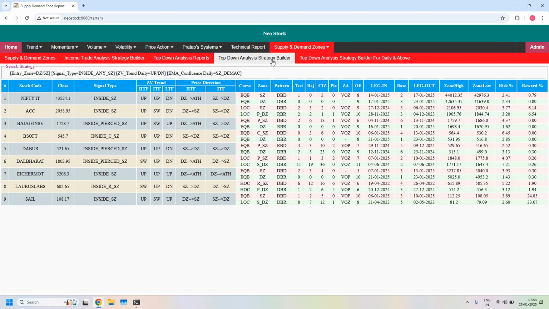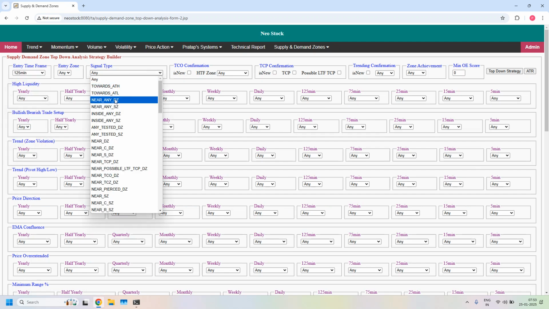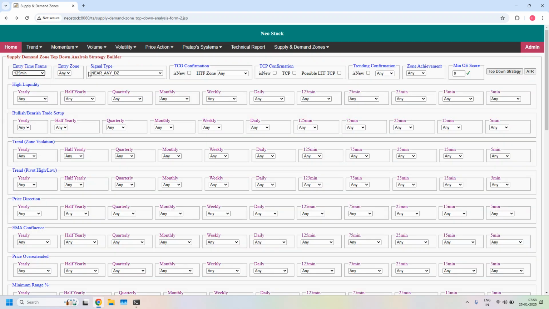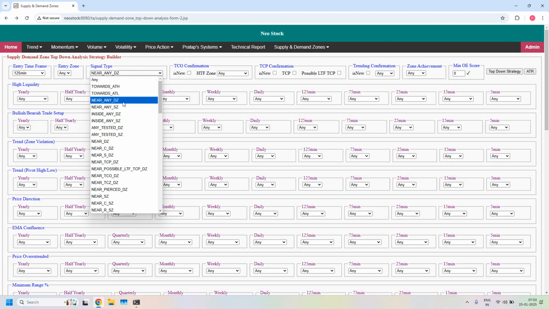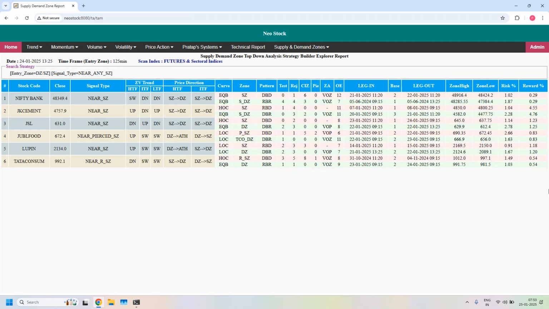Next time frame is 125 minutes. Stocks near 125 minutes demand zone. We got 14 stocks. Next 125 minutes time frame. Stocks near 125 minutes supply zone. We got 6 stocks.